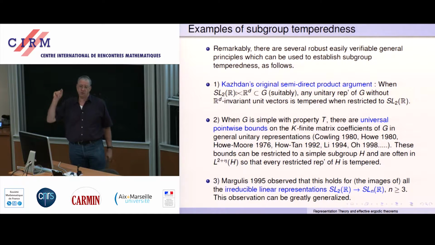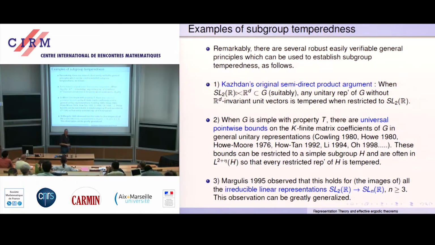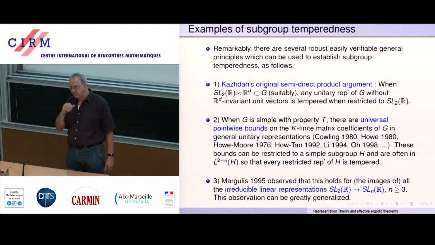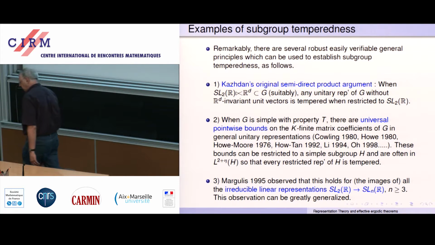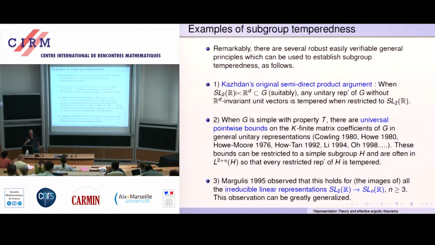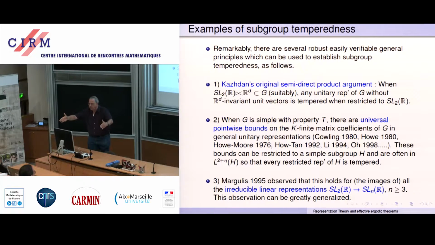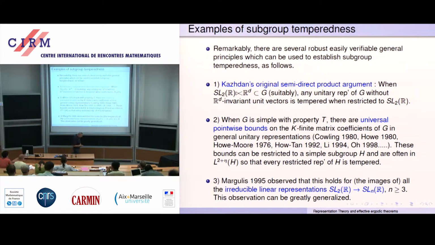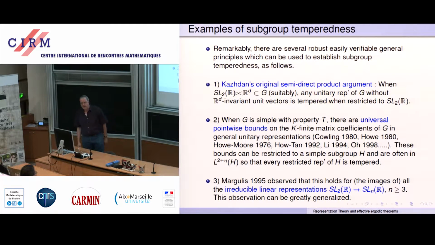Now, this is completely different from what Kazhdan did, because the copy of SL2 that Kazhdan considered is reducible. It has an invariant subspace. I'm talking now about the opposite situation. I'm talking about an irreducible representation of SL2 in SL3. That's going to give you a certain copy of SL2 in SL3. And Margulis observed that the restriction of these universal pointwise bounds, for a general unitary representation of SL3, is a tempered representation of this SL2. So you can see here a very interesting phenomenon where you are successful if SL2 is reducible, and you are successful if SL2 is irreducible.